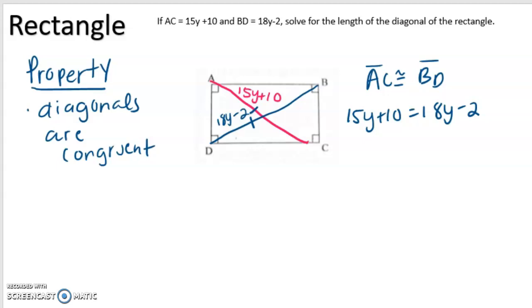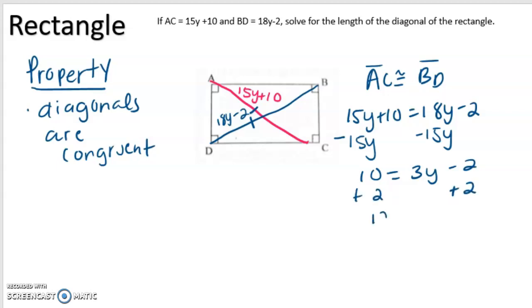From there, I'm solving just algebraically. Whatever you want to do to start, if you want to move the y's first or a number first, I'm going to choose to move 15y first. So I'm going to subtract 15y on both sides, and I'll get 10 equals 3y minus 2. The next thing I'm going to do is add the 2 over, so I'll have 12 equals 3y. Divide by 3 on both sides, y equals 4.